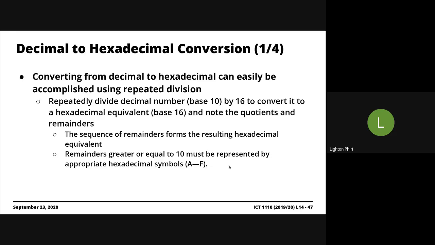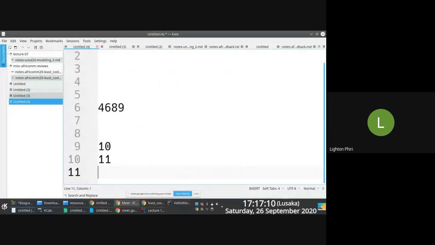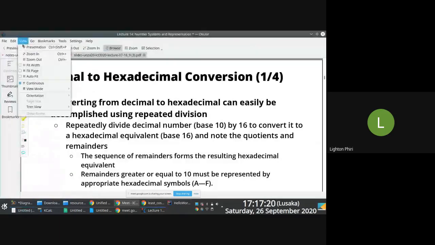There's no 10 in hexadecimal. In hexadecimal, we don't have a symbol 10, or 11, or 12. These are represented by the alphabetical letters A, B, C, all the way up to F. Remember this. Again, we'll go through some examples for you to understand.